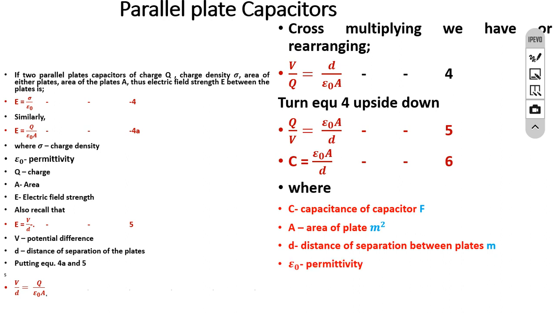And the permittivity is given by the constant as written below. And the unit is in farad per meter. But charge equals sigma A. Charge equals the product of the charge density and the area.